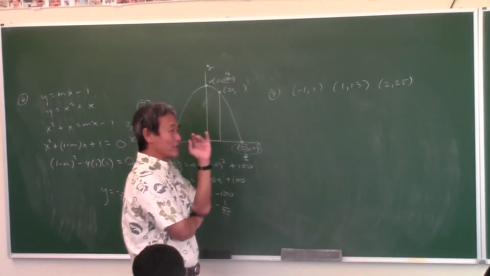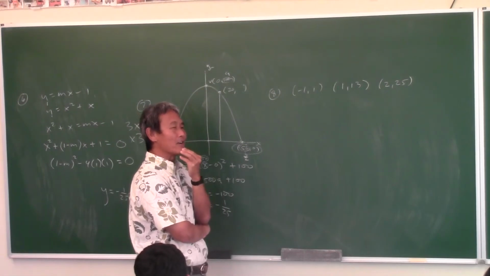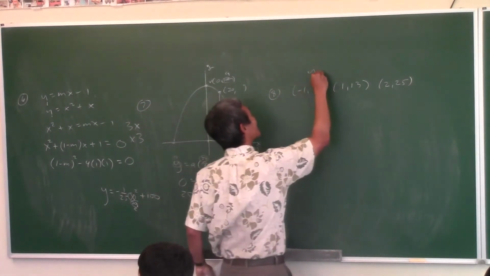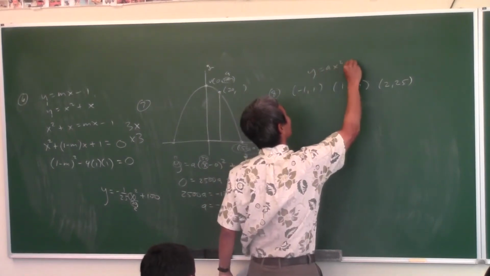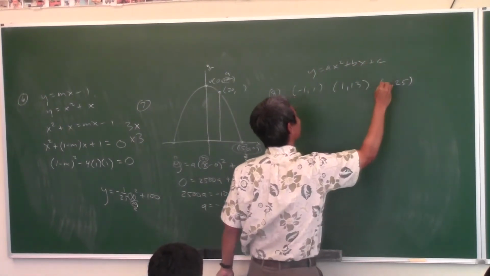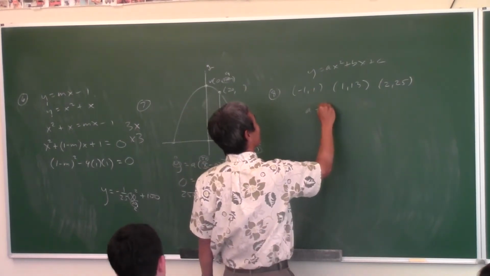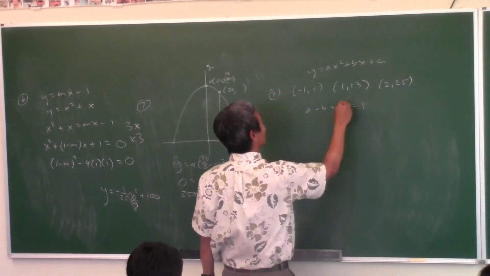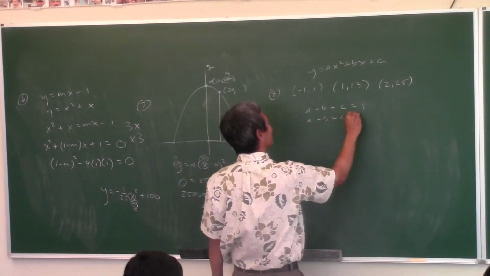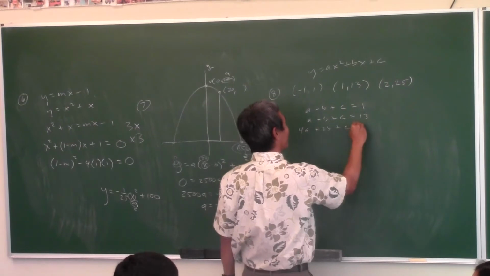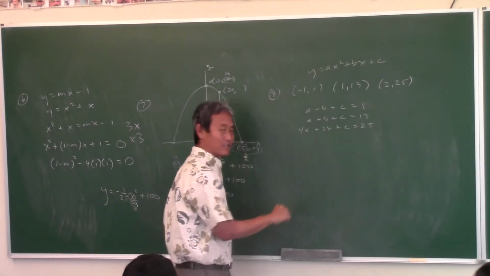If you have 3 points and we don't know any of the points as the vertex, how do I write the equation? What equation do I plug it into? This one right here, ax squared. But you've done it so many times. Okay, plug in this first point: a minus b plus c equals 1. Second point: a plus b plus c equals 13. And plug in that: a plus 2b plus c equals 25. Just solve these equations.